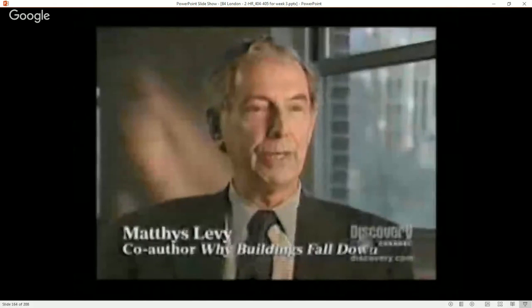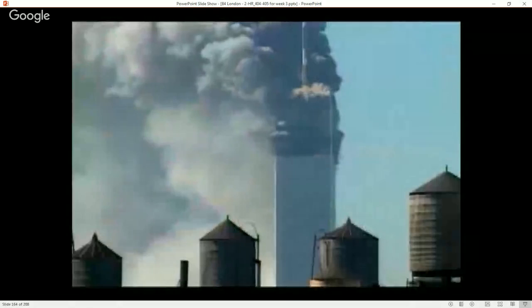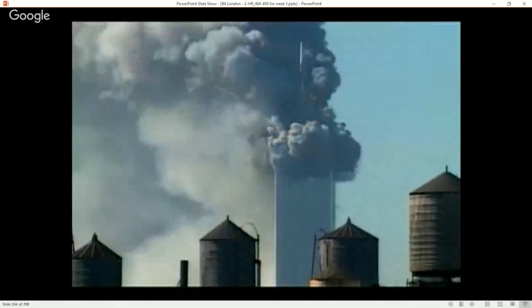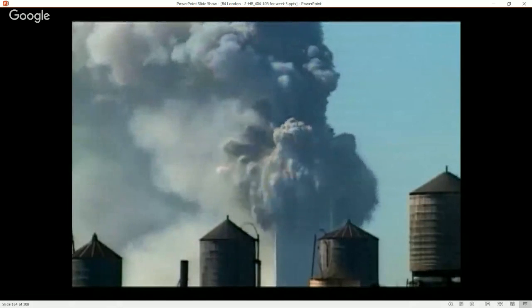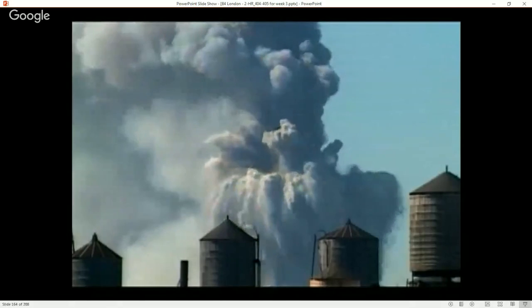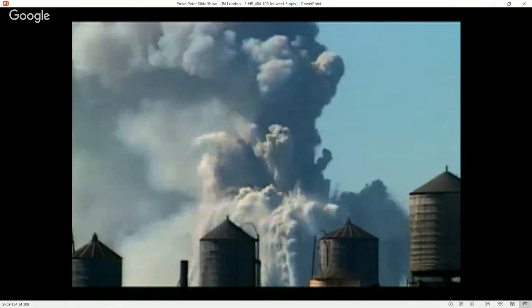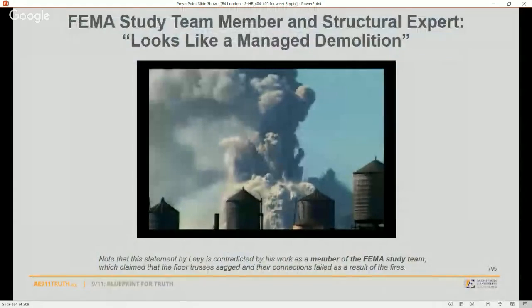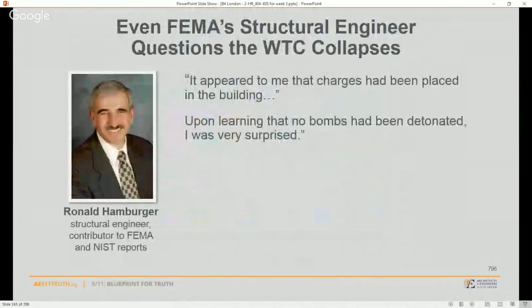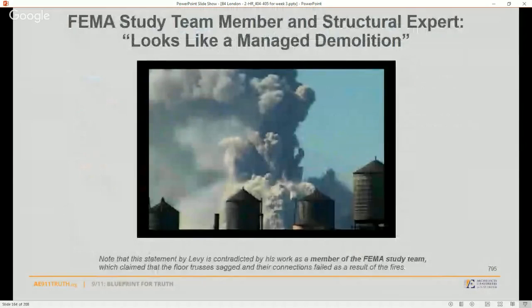You've seen many of the managed demolitions where they implode a building and they cause it essentially to fall vertically because they cause all of the vertical columns to fail simultaneously. That's exactly what it looked like, and that's what happened.